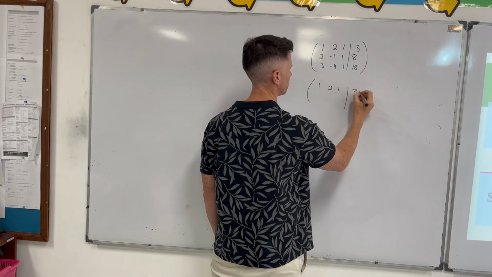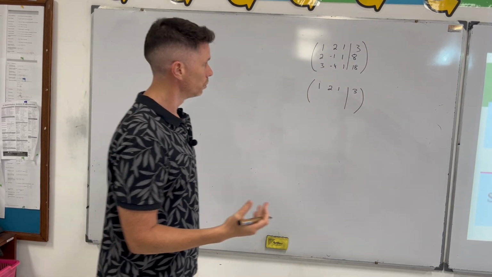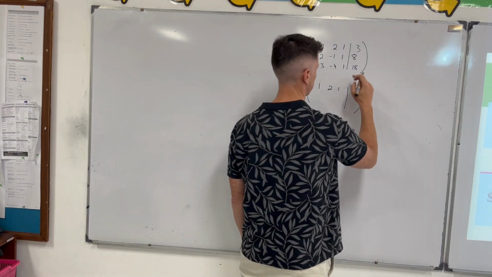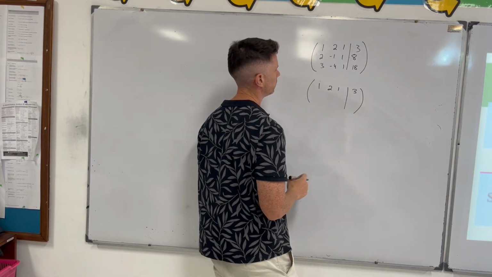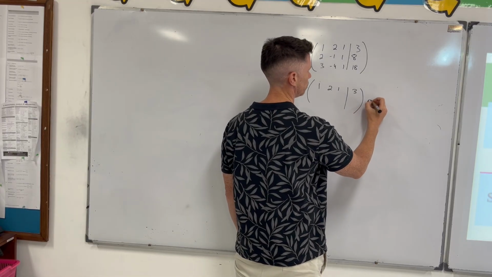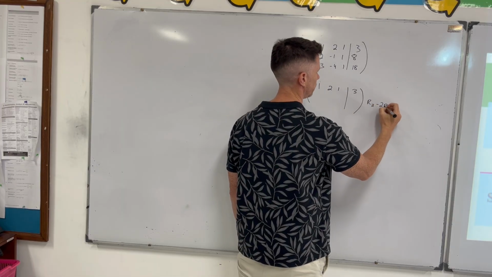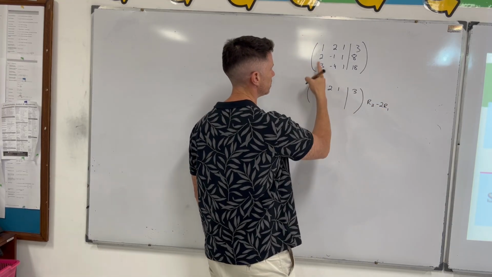First row is fine as it is. I'm going to use row 1 twice to get rid of these two, get these two to 0. So use row 1 twice. So I'm going to use row 2. So this row, if I take away twice row 1, this one will give me a 0.